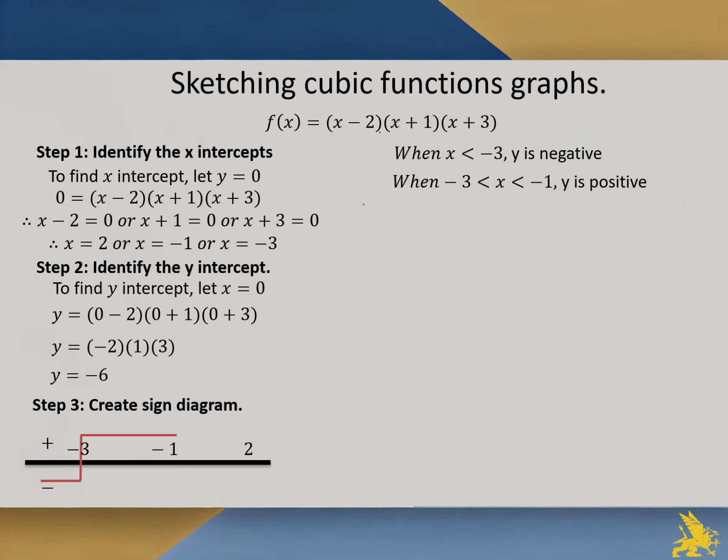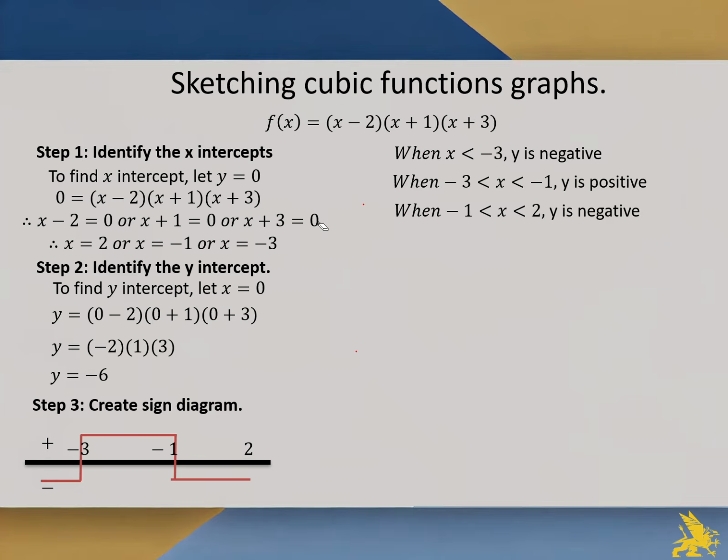Okay, let's continue. So now let's look at a number between negative 1 and 2, and 0 is probably the easiest. So 0 take away 2 is negative. 0 plus 1 is positive. 0 plus 3 is positive. And that gives me a negative. A positive is a positive, and positive and negative is a negative. So that means between negative 1 and 2, we go back into the negative area.